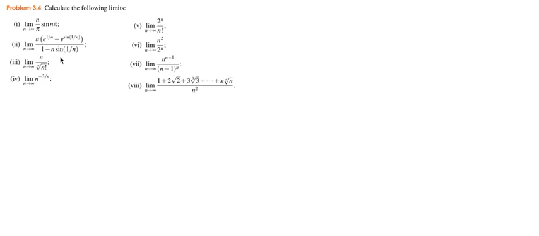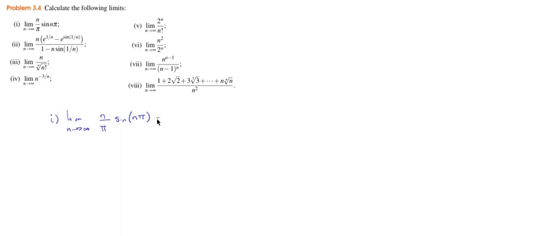Problem 3.4, calculate the following limits. Okay, so again, 8 different limits. Start with the first one. First is the limit when n goes to infinity of n over pi times the sine of n pi.